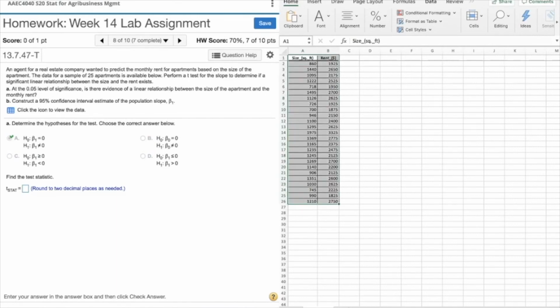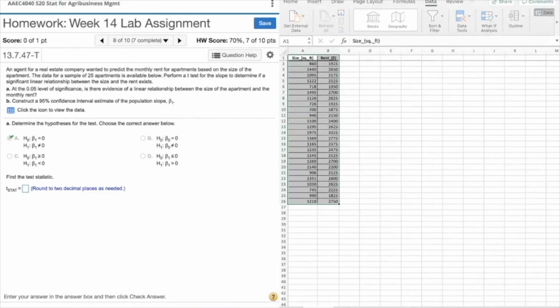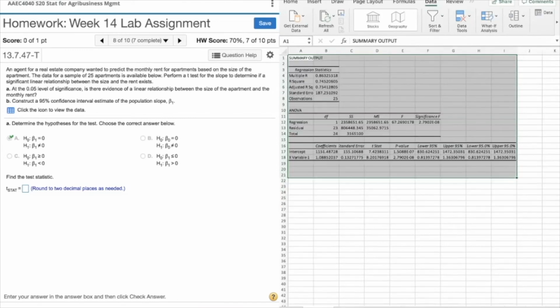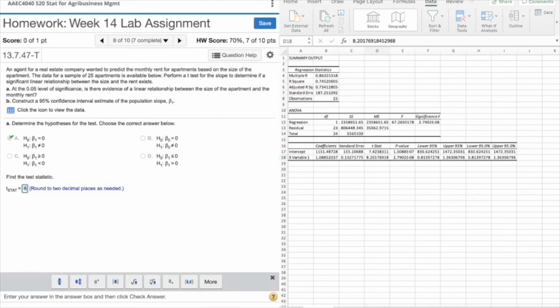Okay, so the next part is to find the test statistic. We can get it from the regression results. So we run the linear regression then. Okay, we get the regression results, and the value is in the last line because we are testing beta 1 here. So the value is 8.2.